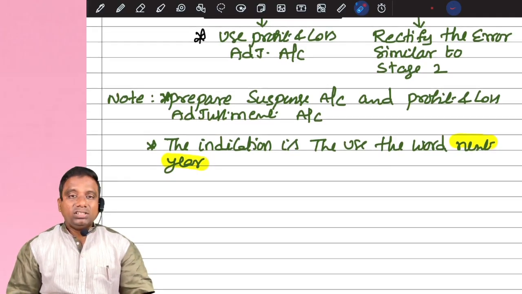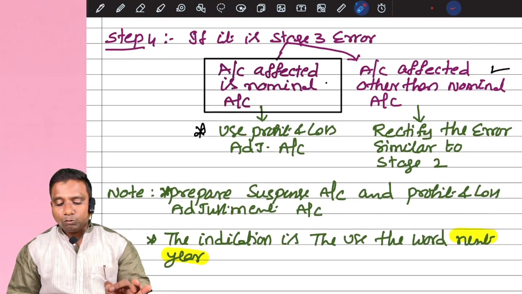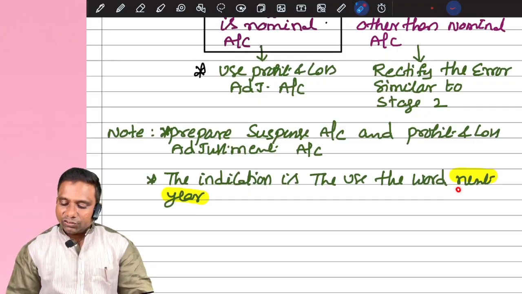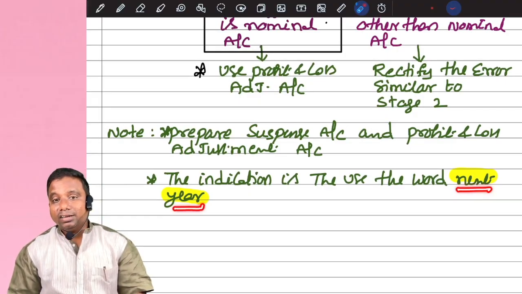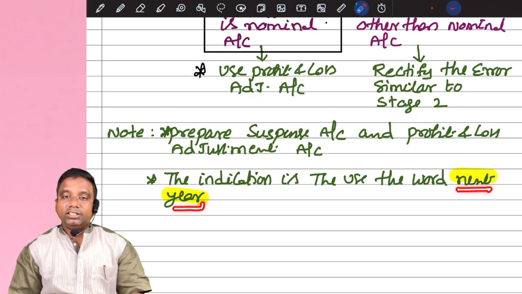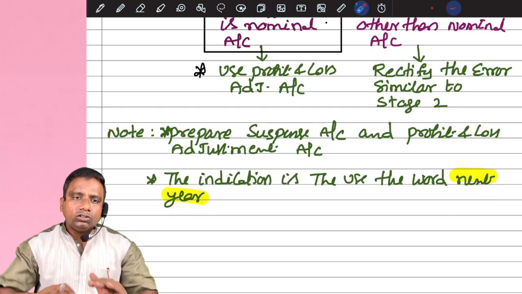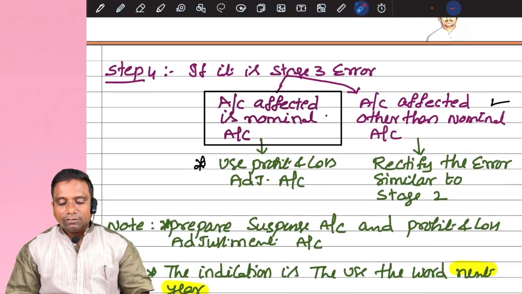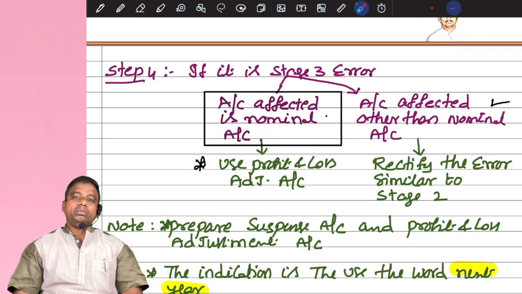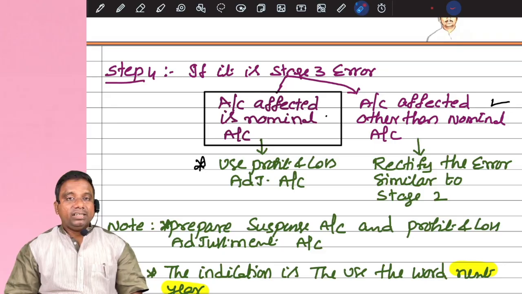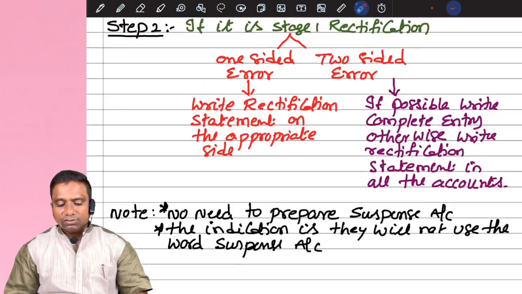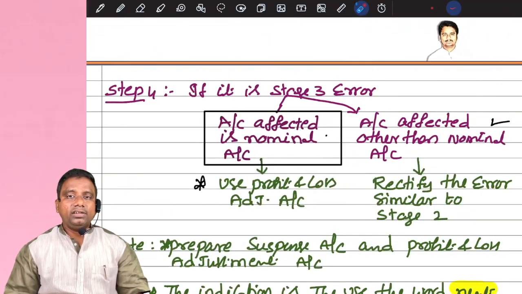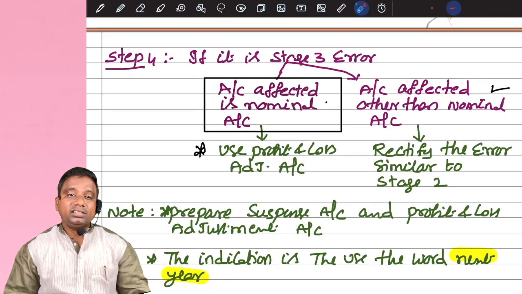Next, what is the indication that we have to do stage 3 rectification? They will use the words next year. The errors are located in the next financial year, or the current year books of accounts are closed and next year the mistakes are identified. This is the indication for a stage 3 error. Do remember, students, stage 3 error. Now we understood how errors get rectified in stage 1, stage 2 and stage 3.